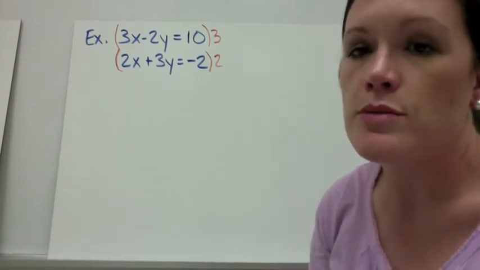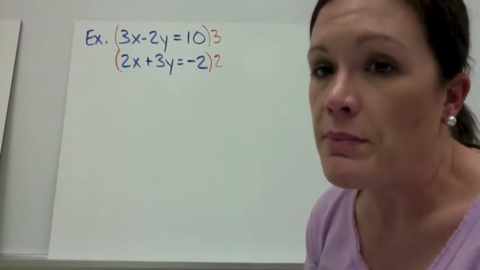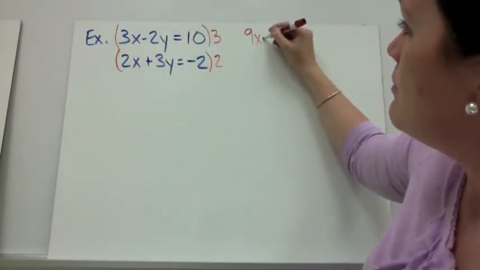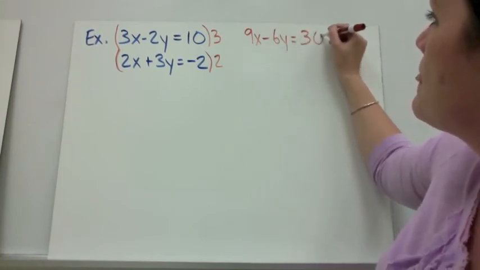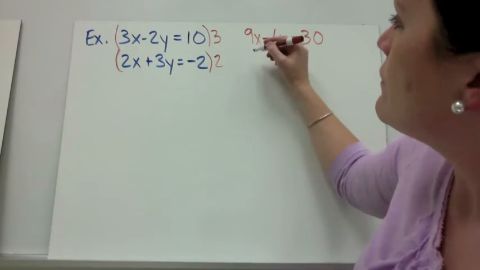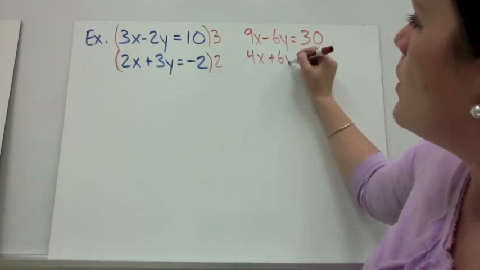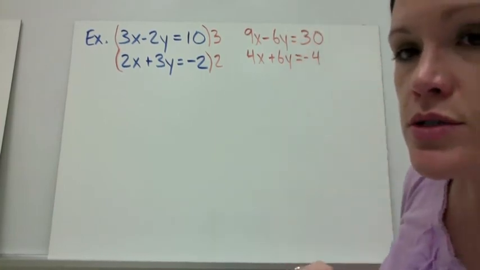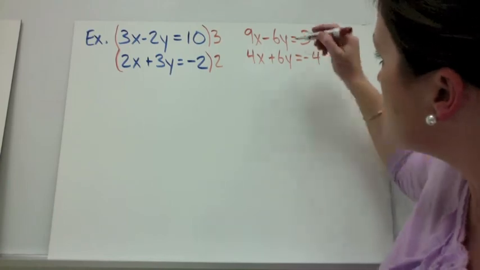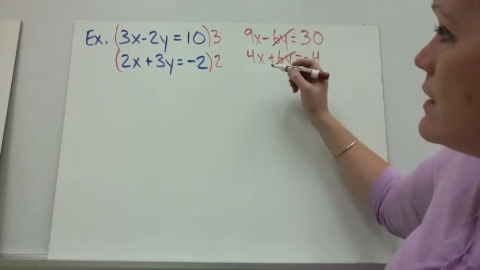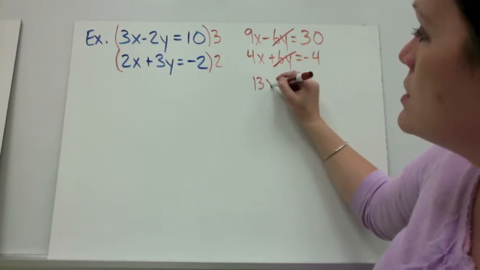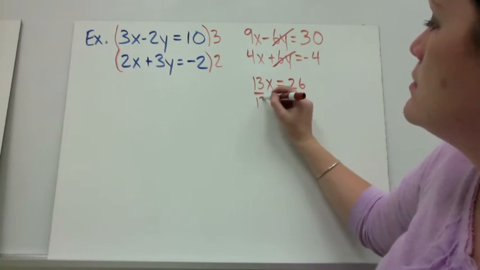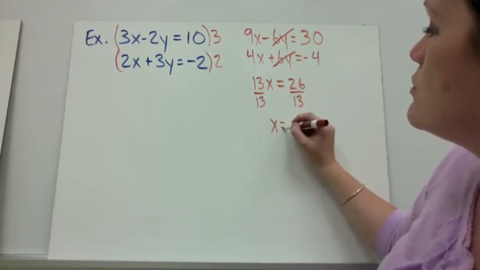That helps you see what you need to multiply by, but then go back and multiply every term by that number. So my first equation again is 9x minus 6y equals 30. And my second equation is now 4x plus 6y equals negative 4. Now I've made the y values so that they will eliminate. One is negative 6 and one is positive 6, and they eliminate. 9 plus 4 is 13x. 30 minus 4 is 26. Divide by 13, and we get x equals 2.